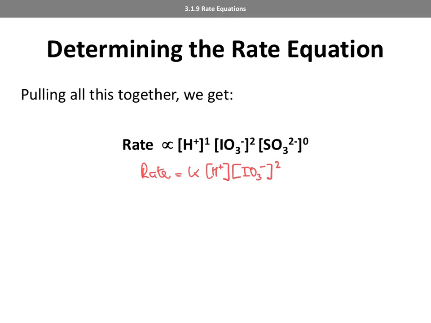So something else to notice here is that the final rate equation bears no relation to the stoichiometric equation for the reaction, i.e. the overall reaction equation. So you can never look at a reaction equation and deduce the orders of reaction with respect to each reactant. Rate equations can only be determined experimentally. That's the only way they can be determined.